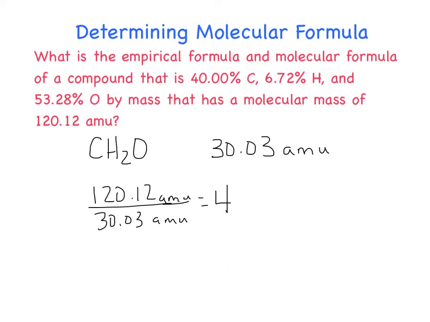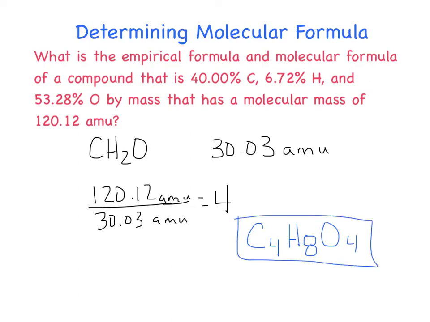This means that I need 4 sets of this empirical formula, and so I need to multiply each subscript here by the 4, and so my molecular formula ends up being C4H8O4. That would be my molecular formula for this.